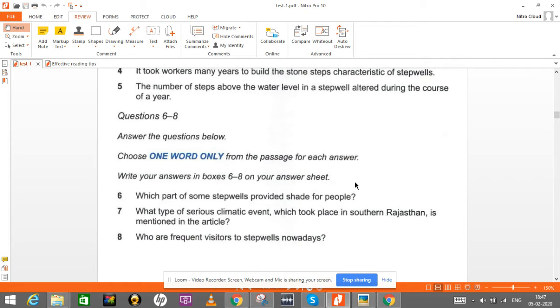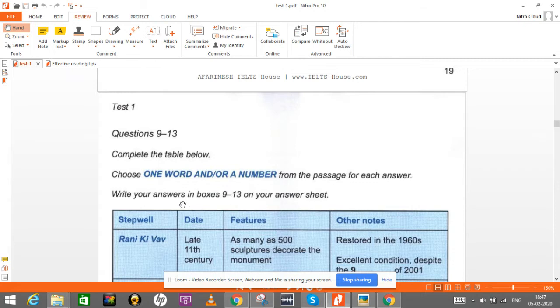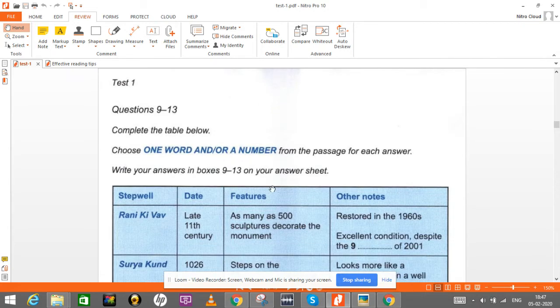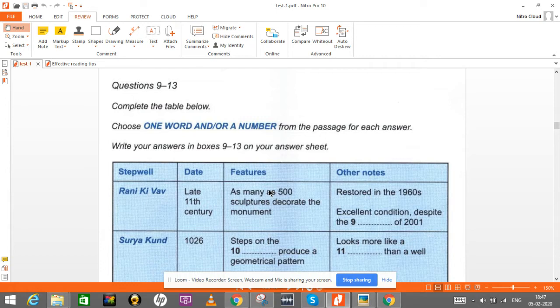That is what I'm trying to say. If you look at here, one word and/or a number. So in this case, your answer can be one word, your answer can be just a number, and it could also be one word and a number. So both two entities can also be your answer. So it is just a matter of precaution. So that is why I'm discussing this element.